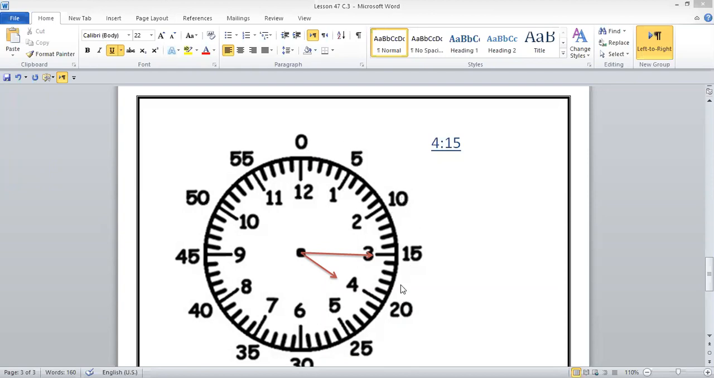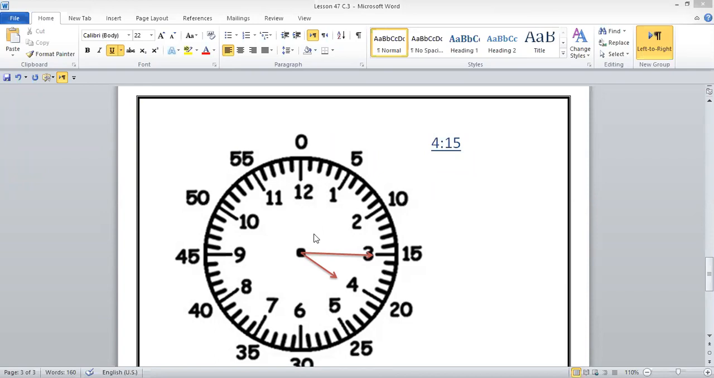Okay, like this. On the clock I show you here, the minutes are already written outside the circle, so it is very easy. You just need to see the minutes outside the circle. At 3, how many minutes are there? 15. At 4, how many minutes? 20. At 8, how many minutes? 40.